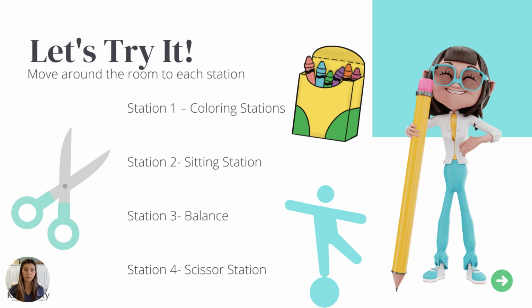So making sure that we have appropriate table and chair heights and that they're able to maintain a neutral shoulder positioning with writing is important so that we are giving them the best chance of developing the skills that we are targeting. Next would be balance.